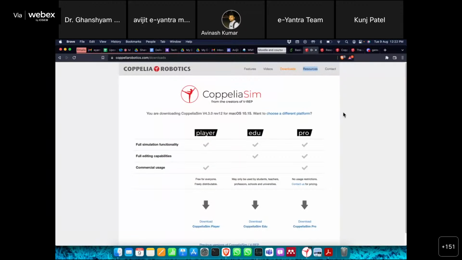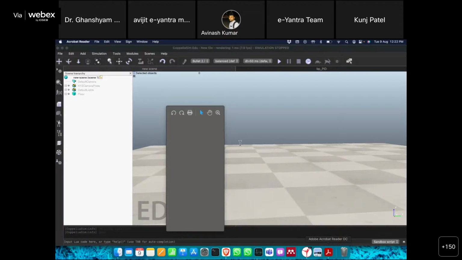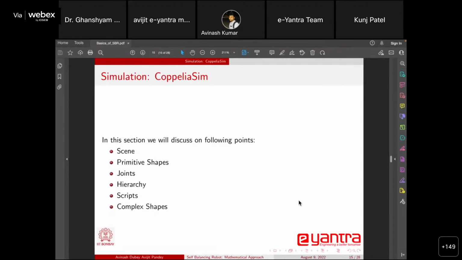You can just go to coppeliarobotics.com and download the free educational version. Let's see what basic elements are there in CoppeliaSim, and we'll do some practicals about it. First of all, let's talk about scene, primitive shapes, joints, and hierarchy. There's something called hierarchy in CoppeliaSim, then scripts, and how we can have complex shapes also.